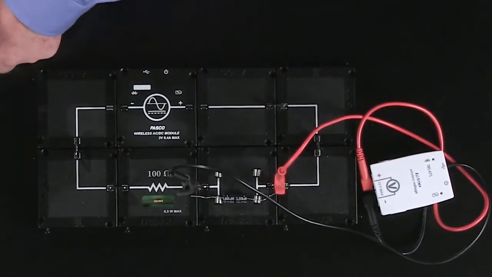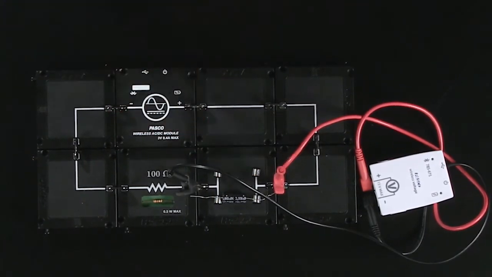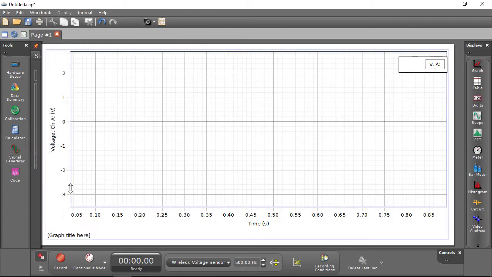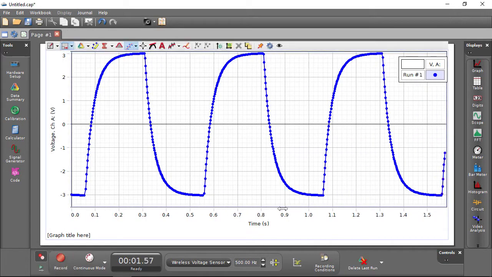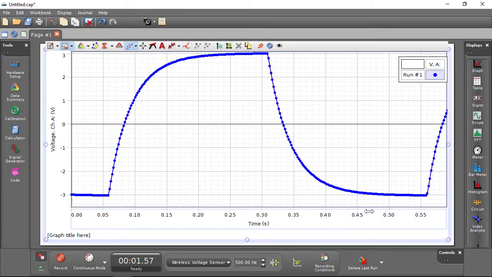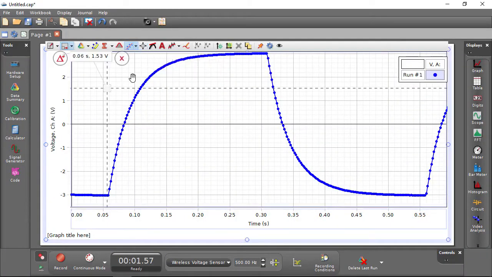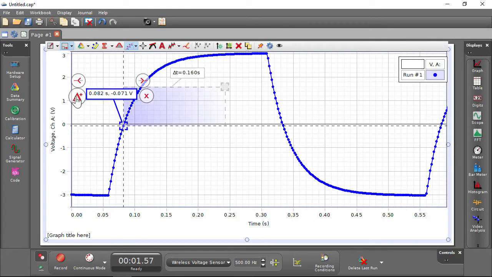So I have the circuit all ready here, except for the AC-DC module. We have the AC-DC module configured. Hit record. And we only need really one of those. And so you can see the charging cycle. So students can use the tools in Pasco Capstone or SPARKvue to quickly find the half-life of the circuit.